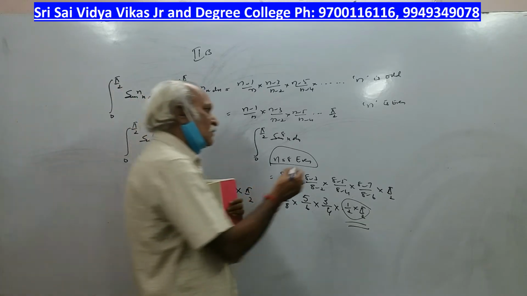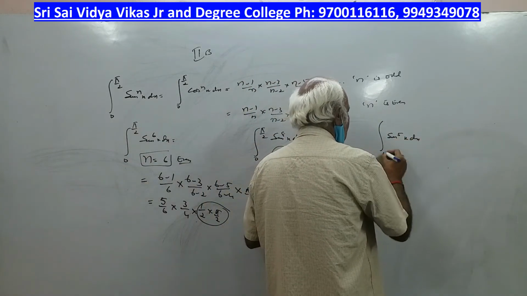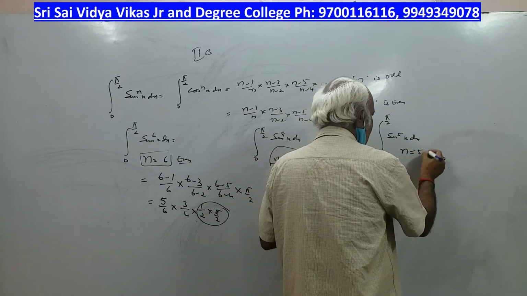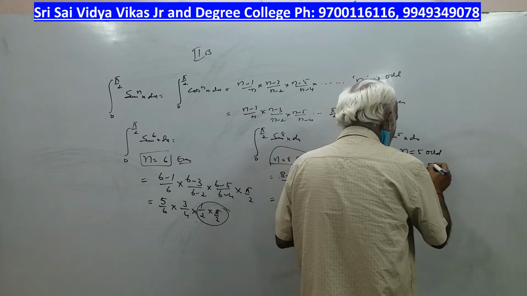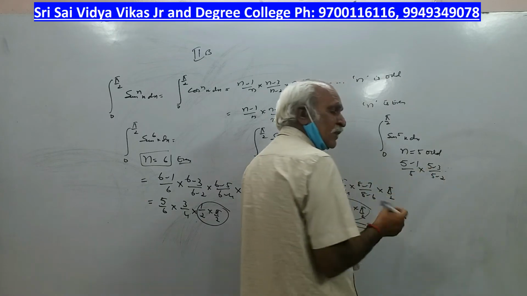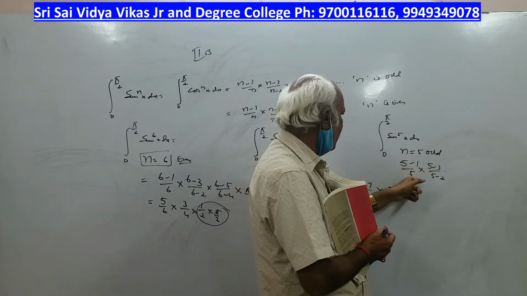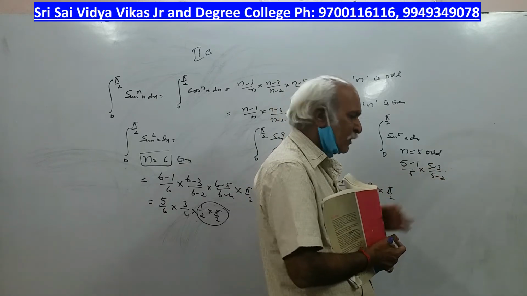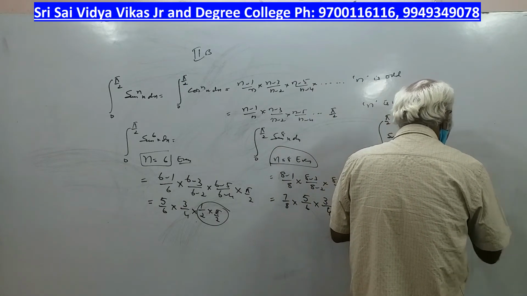For example, the integral of cos power 5 x dx from 0 to pi by 2. Again n is equal to 5, which is odd. Again 5 minus 1 by 5, 5 minus 3 by 5 minus 2. What is the next one? 5 minus 5, which becomes 0. Here it can be negative or it can be 0. 5 minus 1 by 5, 5 minus 3 by 5 minus 2. The next one will be 5 minus 5, so we should stop there. So what will happen? 4 by 5, 2 by 3.